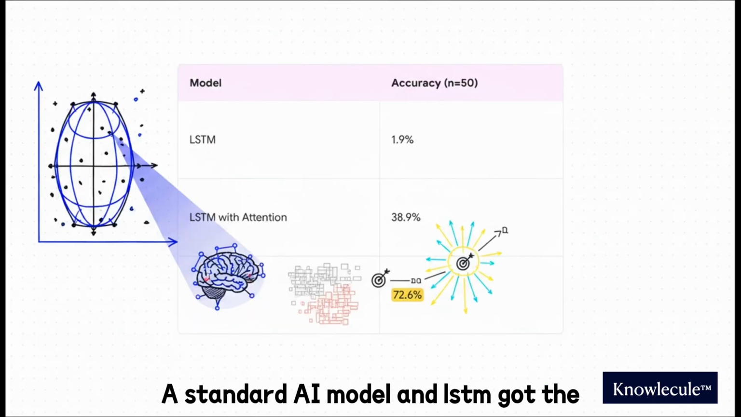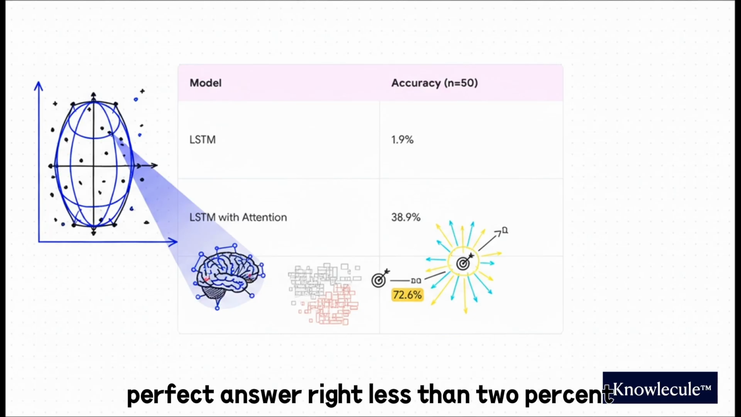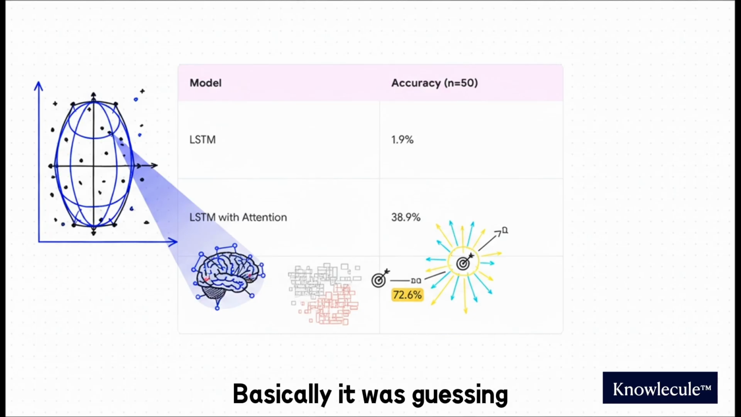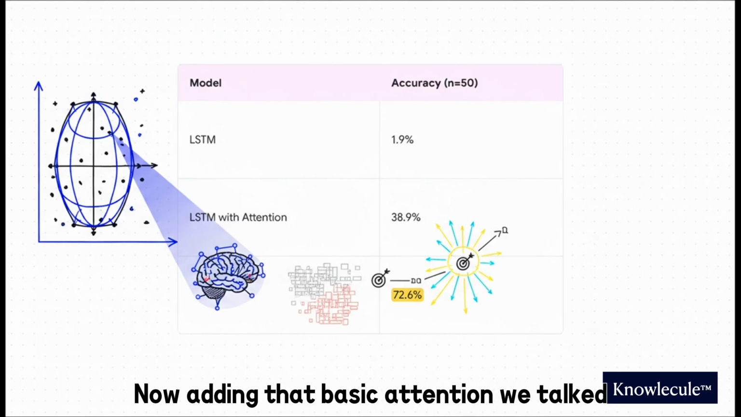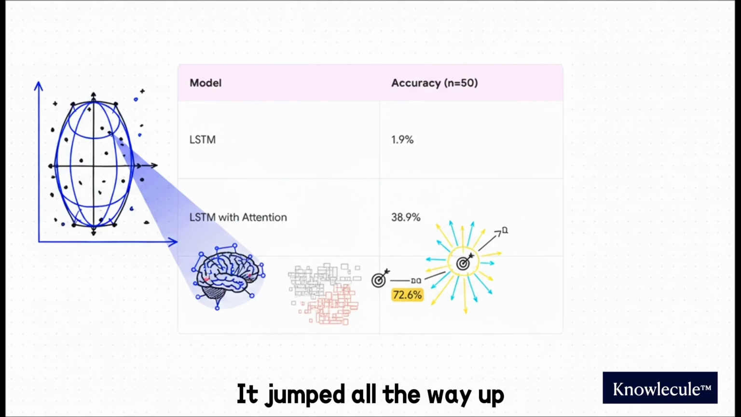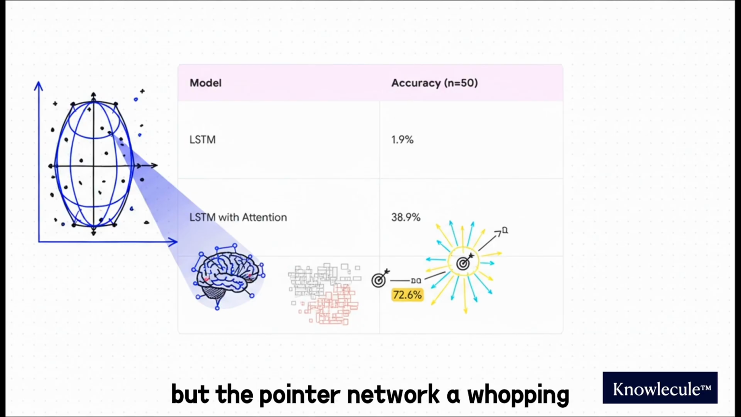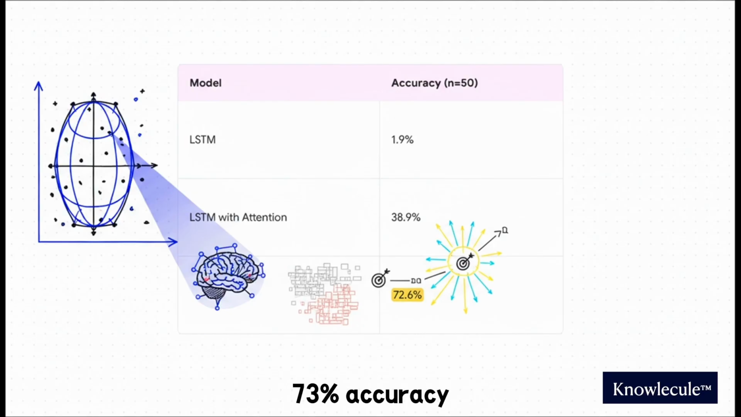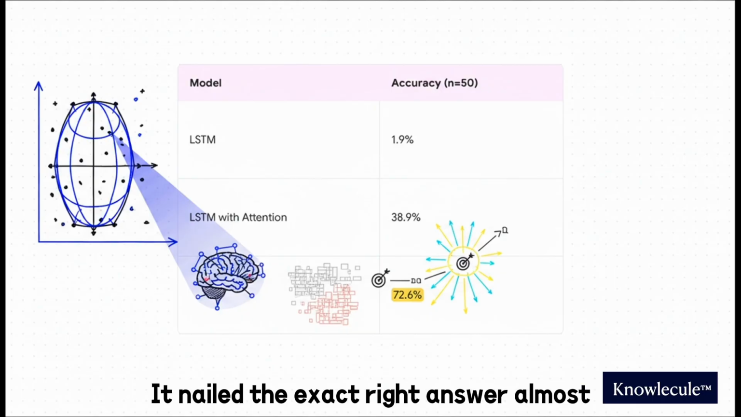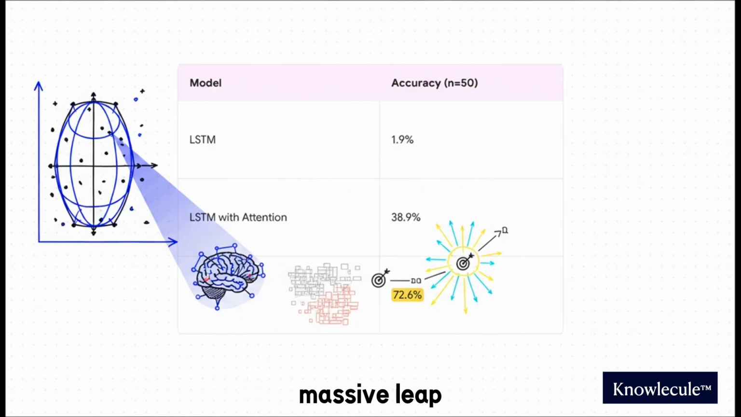They were dramatic. A standard AI model, an LSTM, got the perfect answer right less than 2% of the time. Basically, it was guessing. Now, adding that basic attention we talked about, that helped a lot. It jumped all the way up to almost 39%. But the pointer network? A whopping 73% accuracy. It nailed the exact right answer almost 3/4 of the time. That is a massive leap.